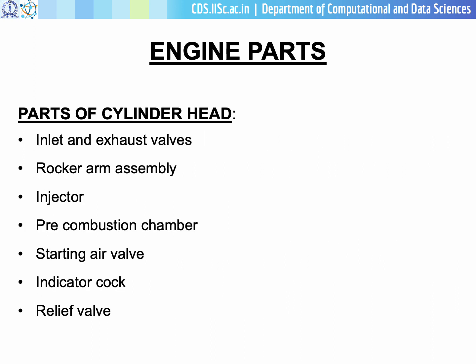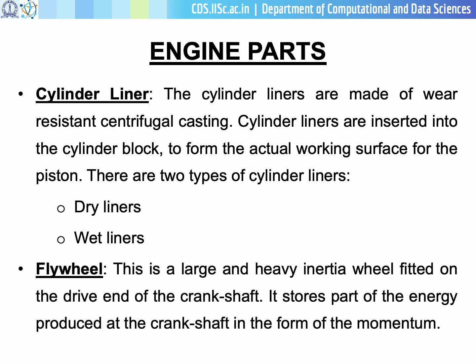The different parts of a cylinder head include inlet and exhaust valves, rocker arms assembly, injector, pre-combustion chamber, the starting air valve, the indicator cock, and the relief valve. The cylinder liners are made up of wear-resistant centrifugal casting. These liners are inserted into the cylinder block to form the actual working surface for the piston. There are two types of cylinder liners, that is the dry liners and the wet liners.